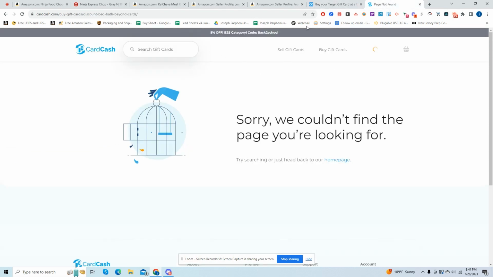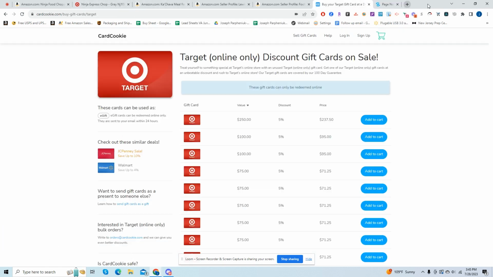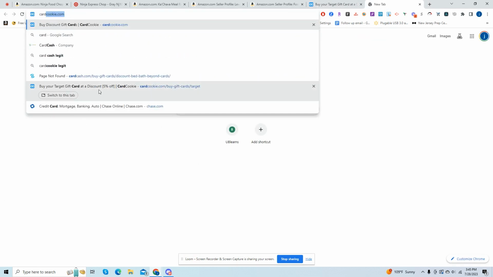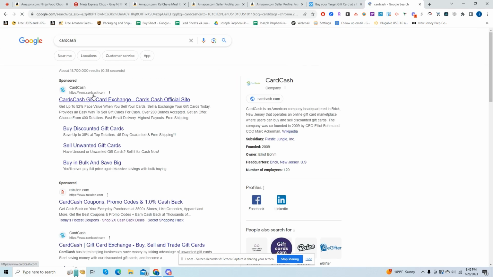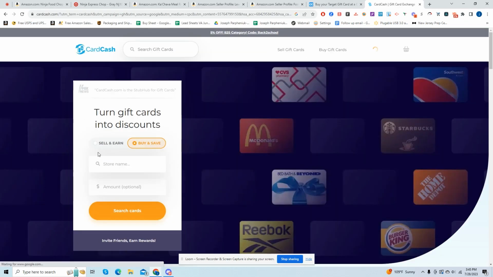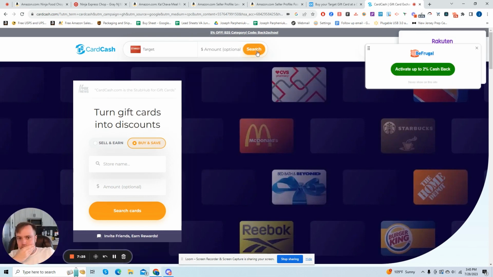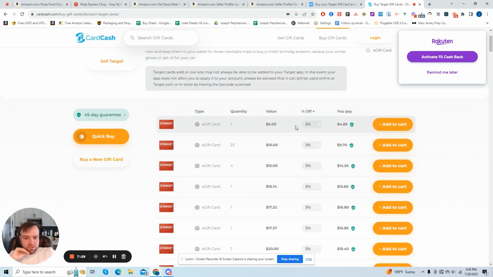Let's see what Card Cash has. Looks like I had Bed Bath & Beyond loaded up. No wonder it's not loading. So hopefully this loads in a second. Try that again. Okay, we got it. So let's go to Target. And we're looking at the max, so it's 3%. So it looks like 5% is probably the best we're going to get here.